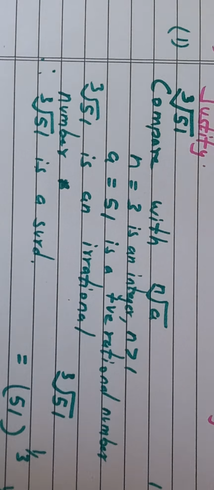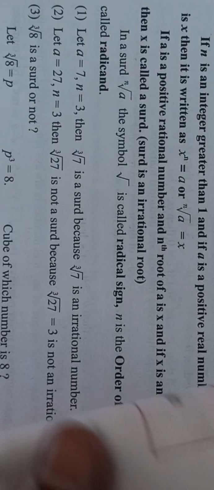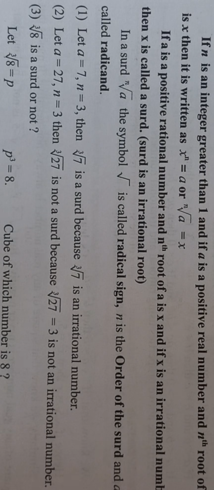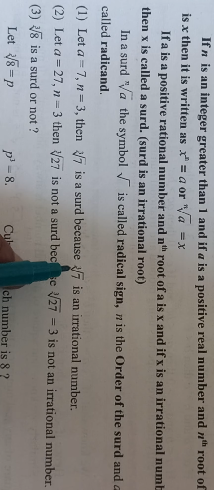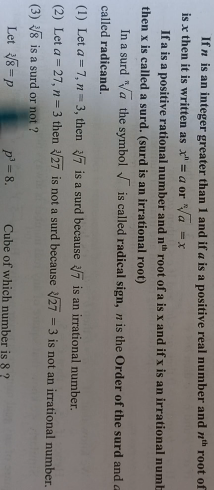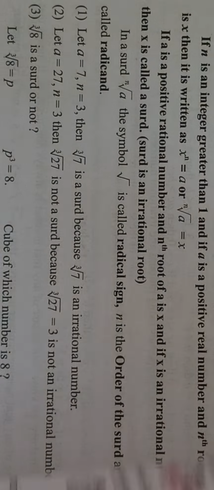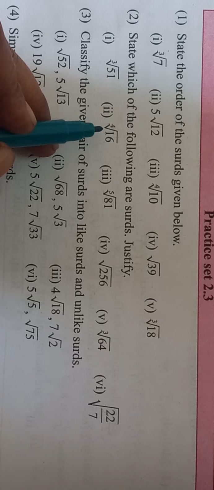Now the second example given here, they have written it in a very simple way. a is 7, n is 3, it is a surd, because cube root of 7 is an irrational number. The first one I explained in detail, writing all this; otherwise, you can also write like this. The next example given is the 4th root of 16.